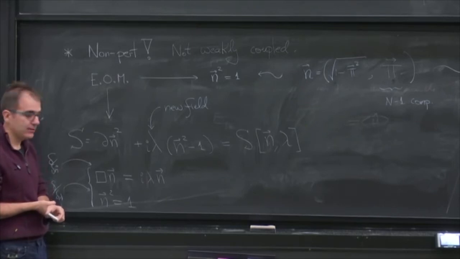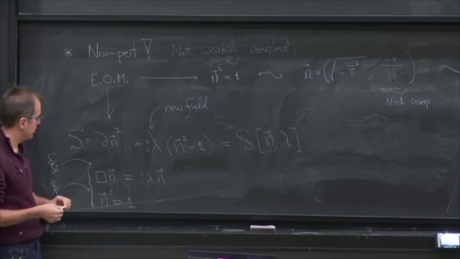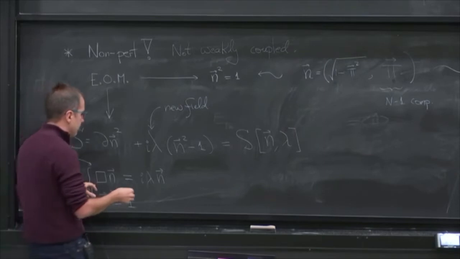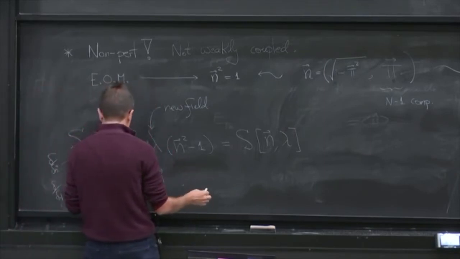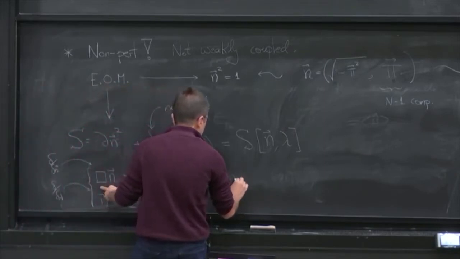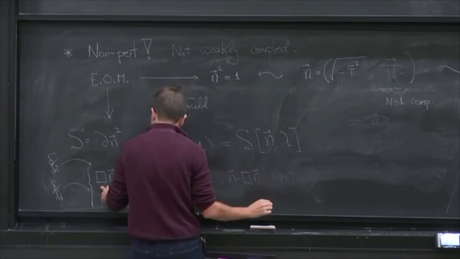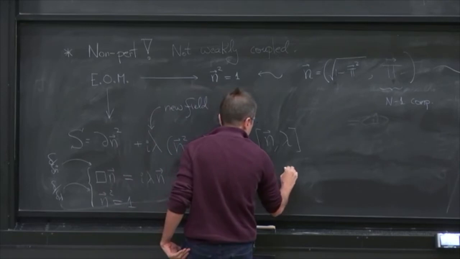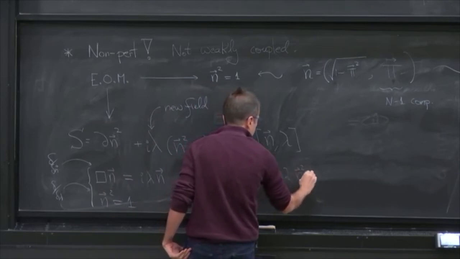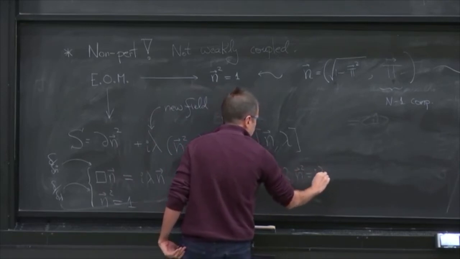We try to square the first one, then use the condition of the second. Good idea. So let's multiply the first equation by n. Then if I multiply the first equation by n, I get n dot box of n equal to i lambda times n squared, which is just i lambda.